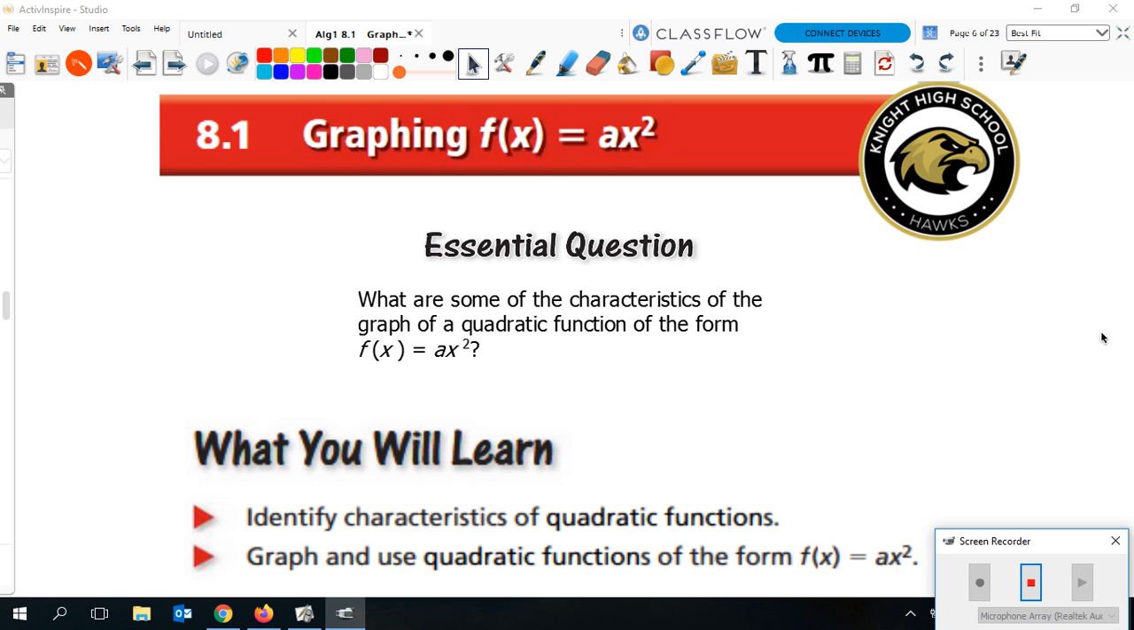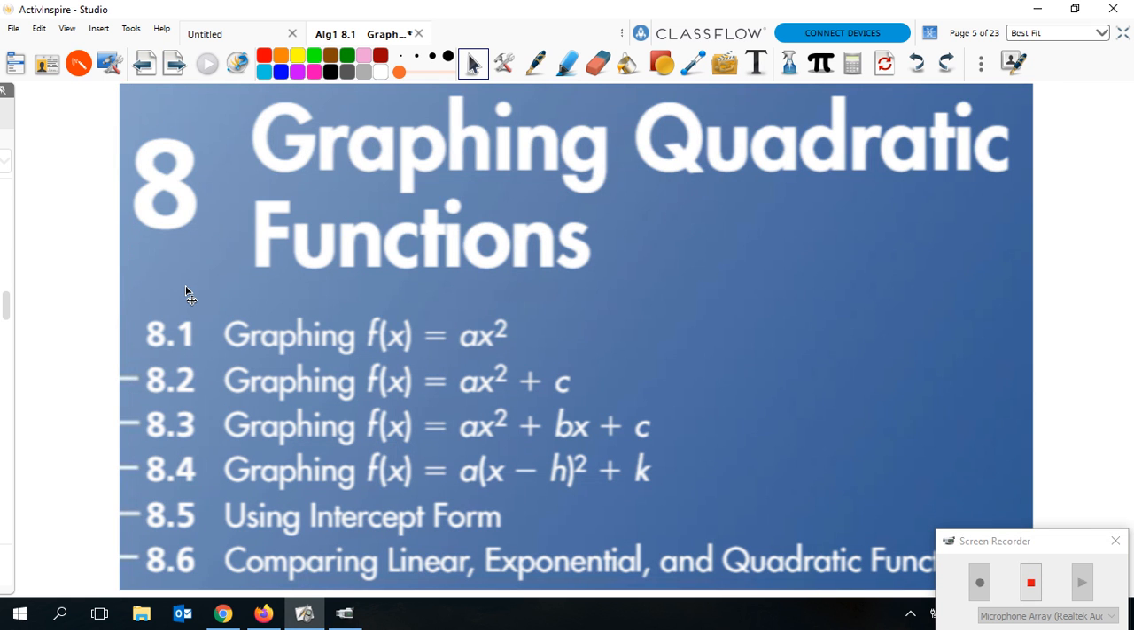And so we can see here for 8.1 we're graphing f of x. That's our function notation. It's the same thing as if we would say y is equal to ax squared. And we're going to just take one piece at a time of this function. So you can see as we go through all of Chapter 8, here's our whole list of what we would look at in Chapter 8.